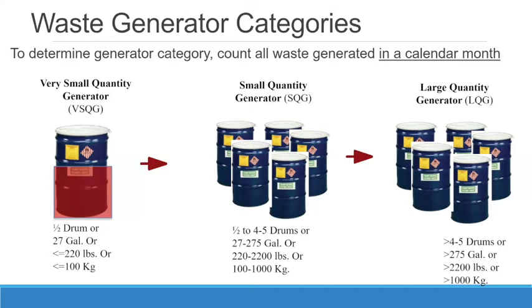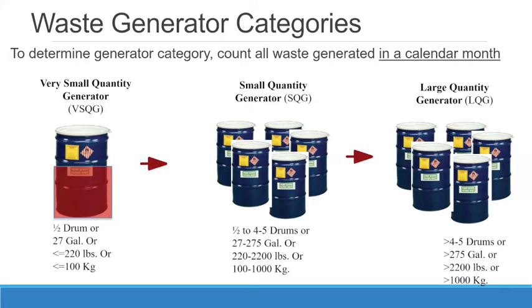If we move over to the small quantity generator, it goes from 100 to 1,000 kilograms, which is 200 to 2,200 pounds per month. We're looking at more than half a drum and somewhere between 4 to 5 drums per month, more on the lines of 4 drums per month, based on the weight of the materials that we typically generate or collect and send off site for treatment as a hazardous waste. Typically, solvents are the primary hazardous waste that we find in many printing operations, although from the last session we talked about other types of hazardous waste.